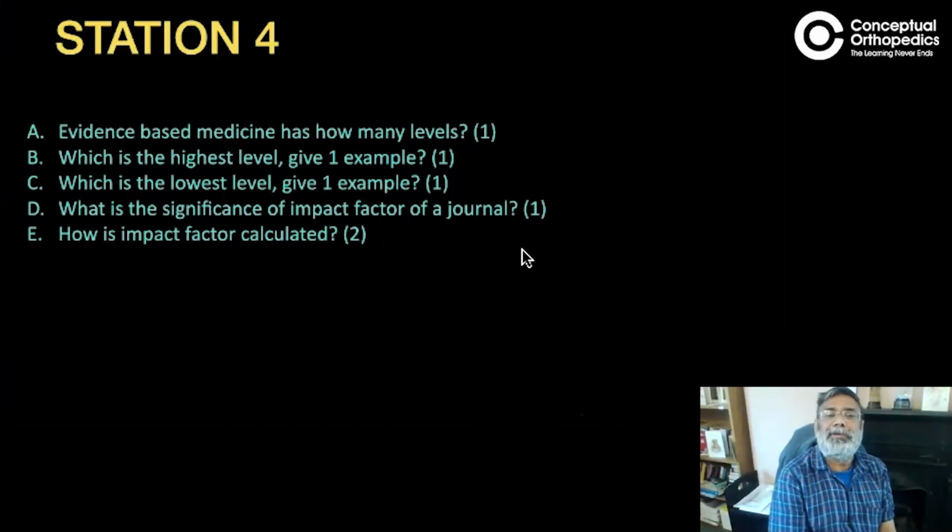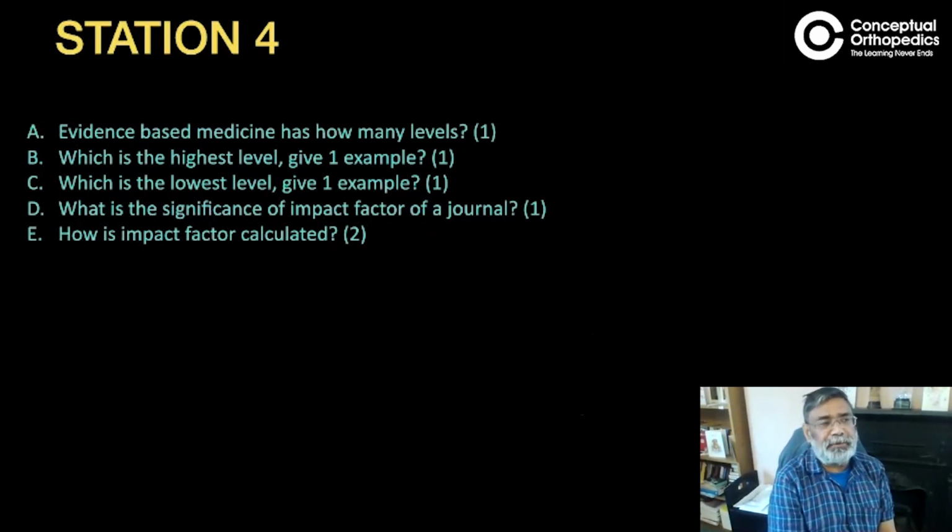So that is which is the highest level, give example, and which is the lowest level. You have given the example. What is the significance of impact factor of a journal? Already the question is telling you, even if you don't know, you can say from this that impact factor shows how good the journal is. So you can say it is there to compare the journals among themselves, how much impact they have on the general evidence-based literature. So what is impact factor? You need to know a little bit about how we calculate it.